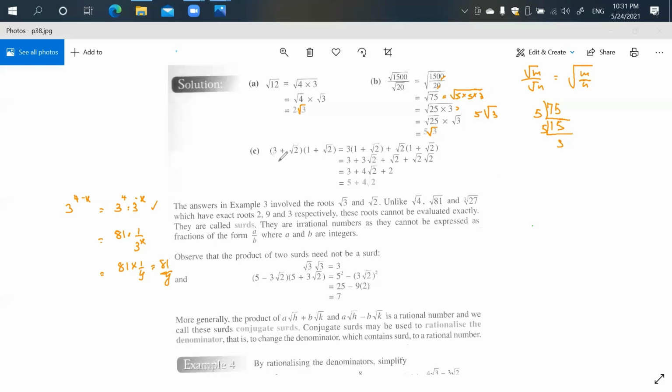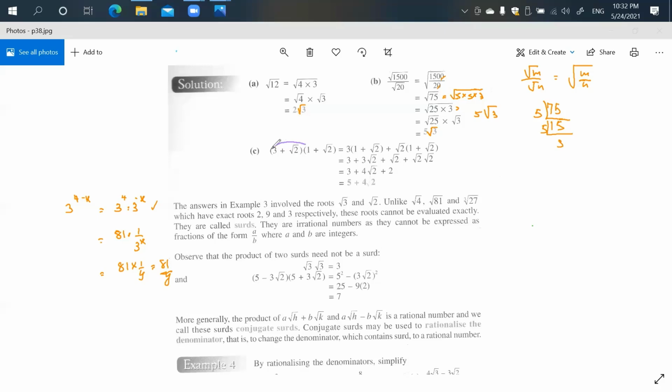Question C is easy, right? It's just a multiplication. You just expand it. You can expand it in so many ways. You can do 3 times this, 3 times 1, and then 3 times square root 2. Then plus square root 2 times 1, and square root 2 times square root 2. Or you can do the first terms first, then this times this, and this times this. Okay? So question C, if I do it this way, is different from this. You can take a look later, up to you.